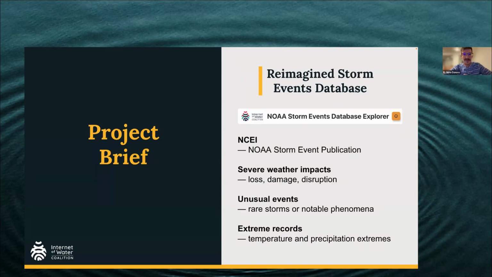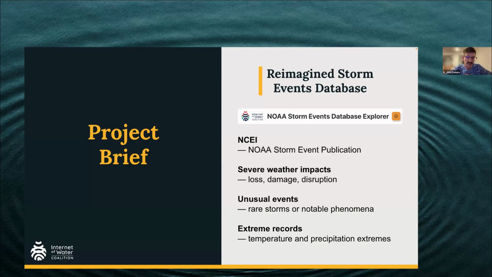So a little bit about the Storm Events database. The Storm Events database was initially started by NOAA through NCEI. These data are leveraged to create an annual publication known as the NOAA Storm Event Publication. As far as the attributes focused on in this database, it's really targeted at documenting severe weather impacts, specifically loss, damage, and disruption to our nation's infrastructure. And there's quite a significant amount of coverage there.